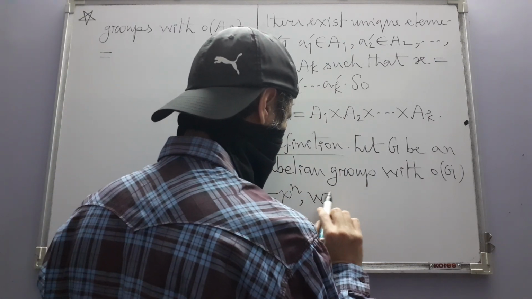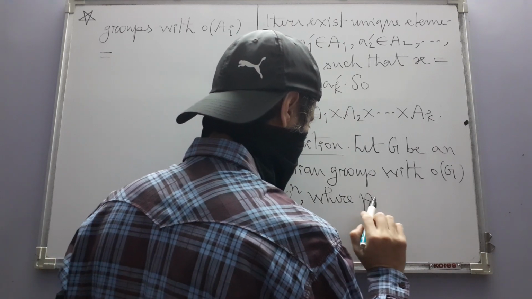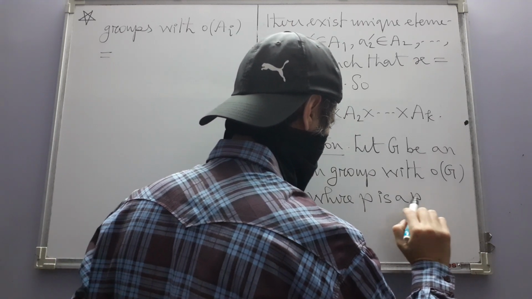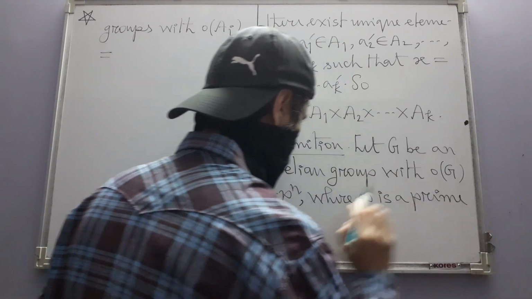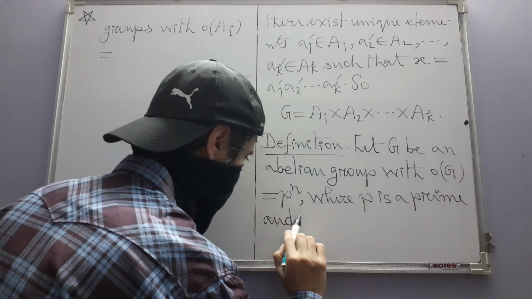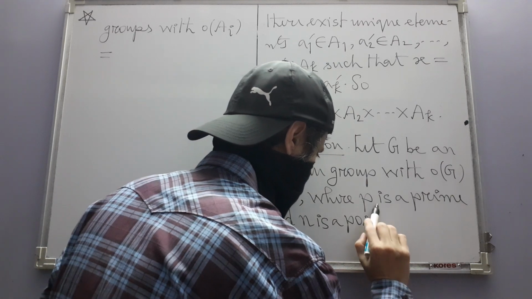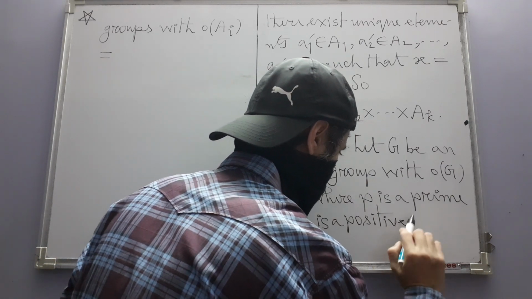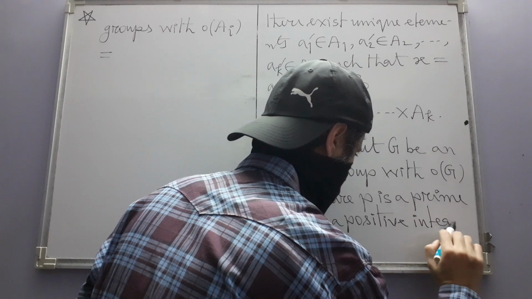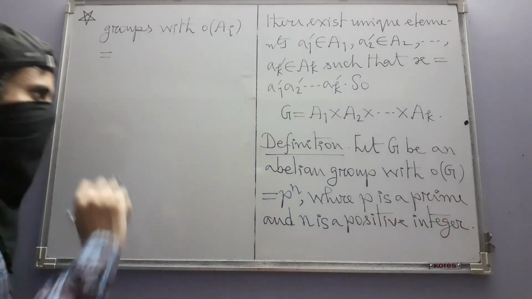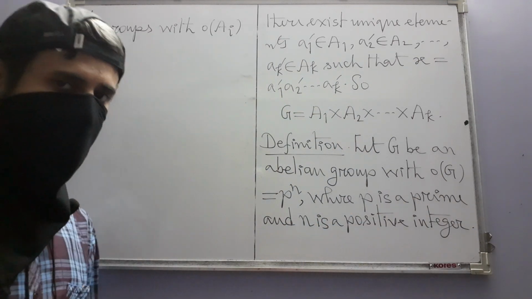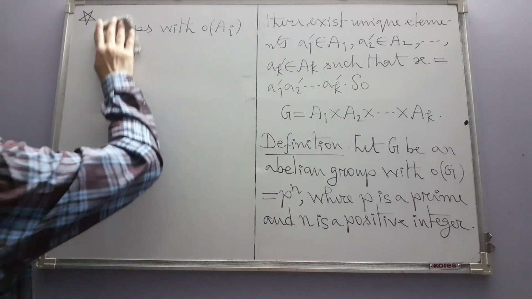where p is a prime and n is a positive integer. Now, by the previous theorem, we know that G is expressible as a direct product.